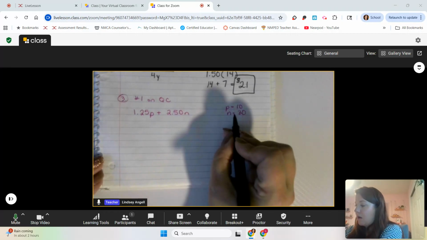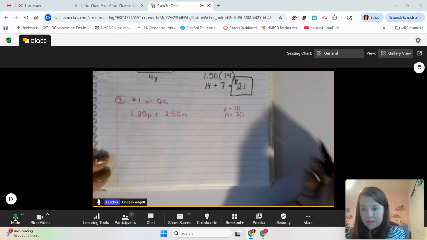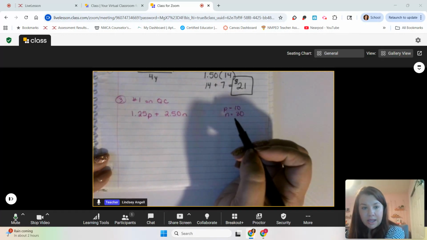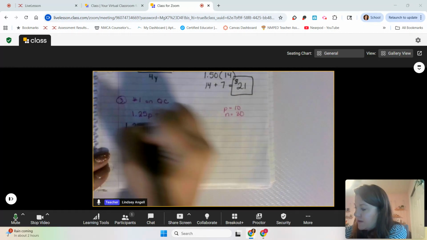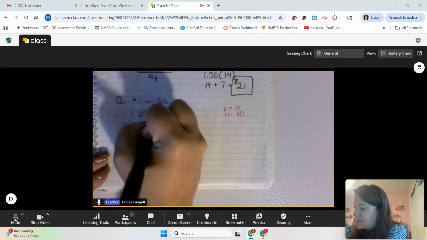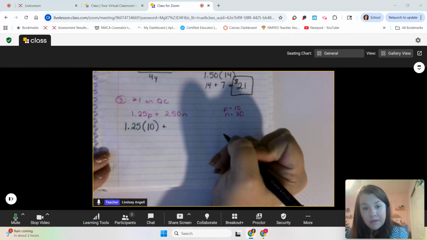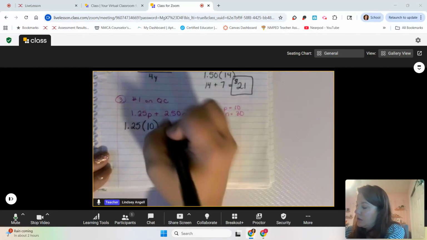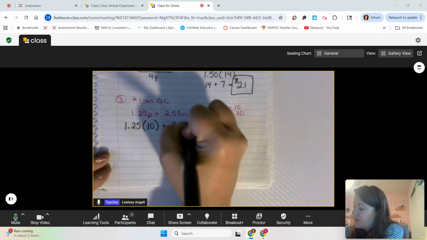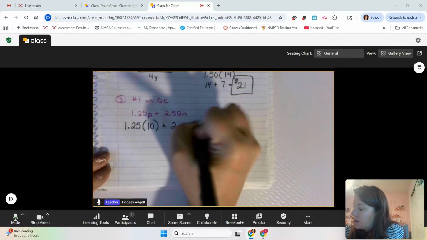Okay? So all we have to do, they told us all of the values. We just have to plug them in and solve. So I have $1.25 times 10. We love that. I love multiplying by 10 because we just have to move our decimal point. And then we have $2.50 times 30.